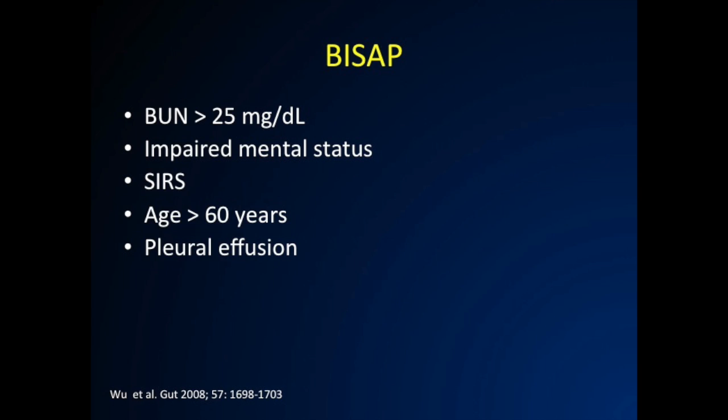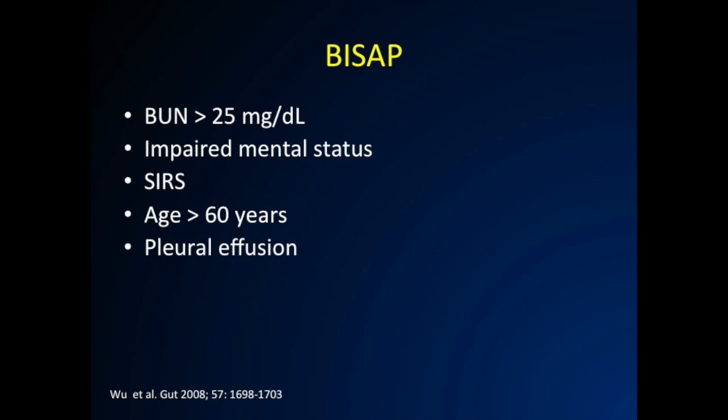The second is BISAP, which is another score. This is by the Harvard group. The big one here being BUN, which again is something that we check in our usual Chem 7s on everybody, but we historically have not really paid very close attention to it in pancreatitis, and we probably should. You basically get 1 point for each of these factors.